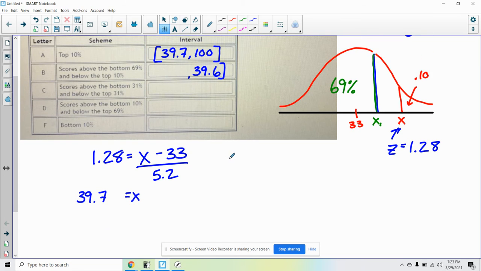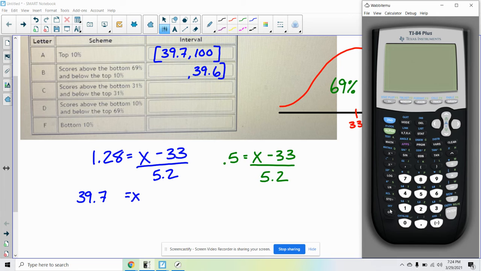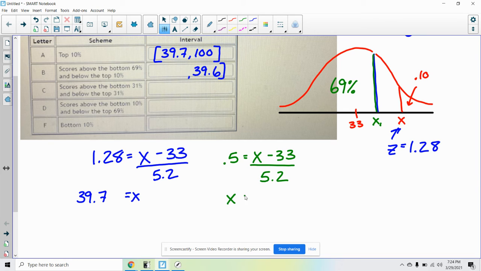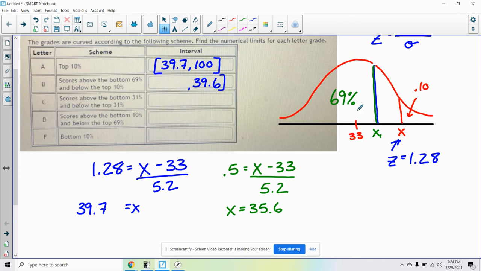So the z-score I need there is 0.5 equal to x minus 33 divided by 5.2. I'm going to do the same thing: solve that for x. 0.5 times 5.2, add 33. So I get an x value of 35.6. So that x value of 35.6 cuts off the bottom 69%. So this is going to be 35.6, like that.